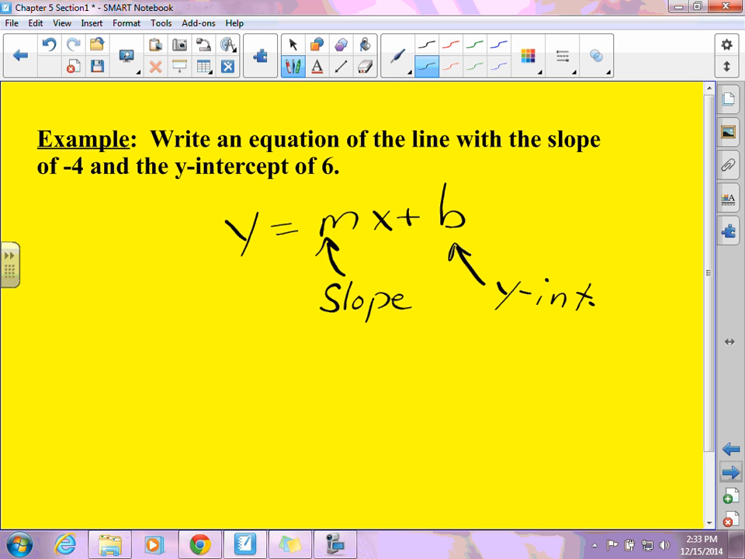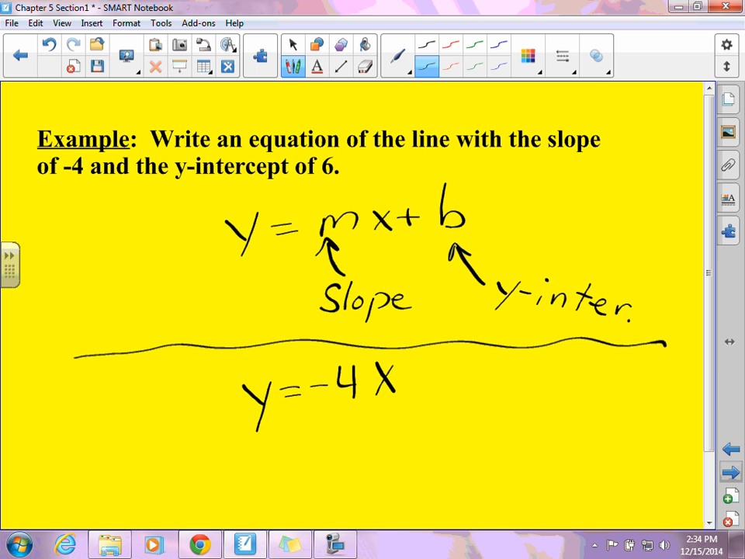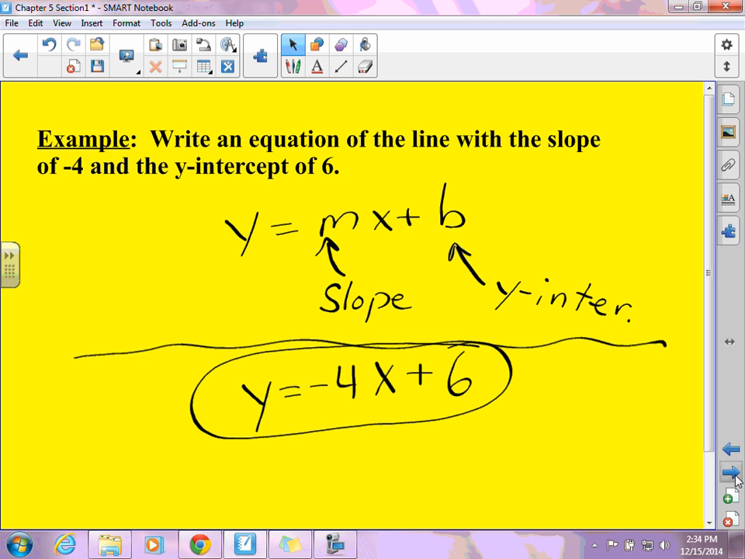So essentially what you're going to be doing is just plugging it into this. I'm going to write it as y equals my slope, which is -4, x plus 6. And now you have the equation in that form. What's nice about this is they automatically give you the slope and the y-intercept. Later on, you're going to find that they don't always give you the slope or the y-intercept.